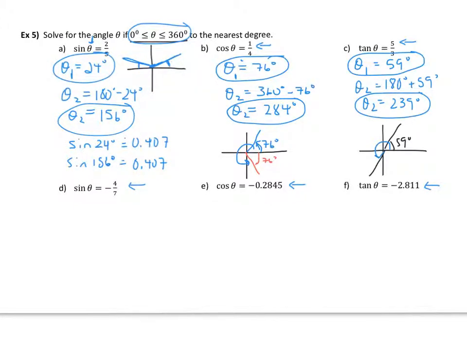Okay, check your answers for part B here. Theta 1 was 76 degrees, theta 2 ends up being 284 degrees. That puts it in the fourth quadrant. The tan is positive in the first quadrant and the third quadrant. The calculator spits out the first quadrant answer of 59 degrees, but we know there's a second answer of 239 degrees, which the related acute angle is 59, so I just added that onto 180.